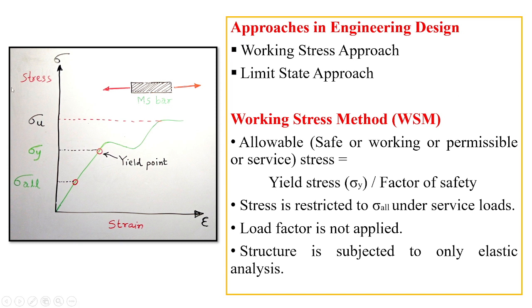So here at the left side I have shown a graph of a ductile material like a mild steel bar which is subjected to tension. So it is a stress versus strain curve. Now here we can see that sigma y is the yield stress corresponding to yield point. Sigma u is the ultimate stress corresponding to the maximum load which that material can carry, and sigma allowable, or sigma safe, or you can say sigma permissible stress. That sigma allowable is got by dividing yield stress sigma y by a suitable factor of safety.